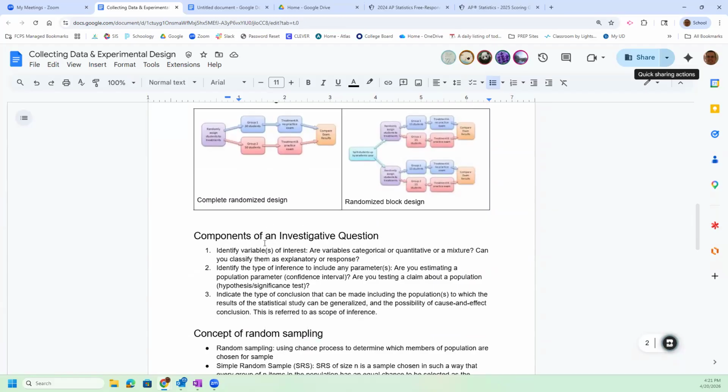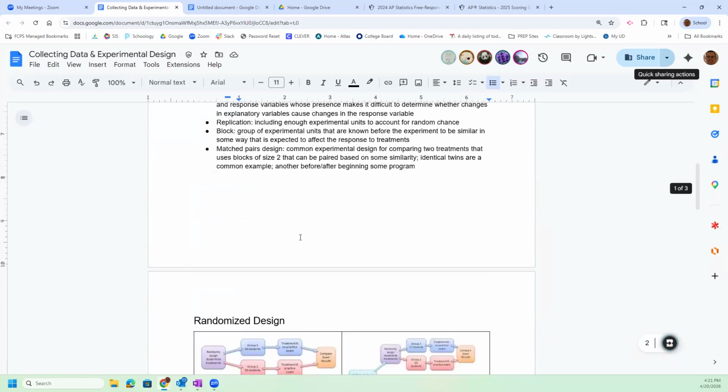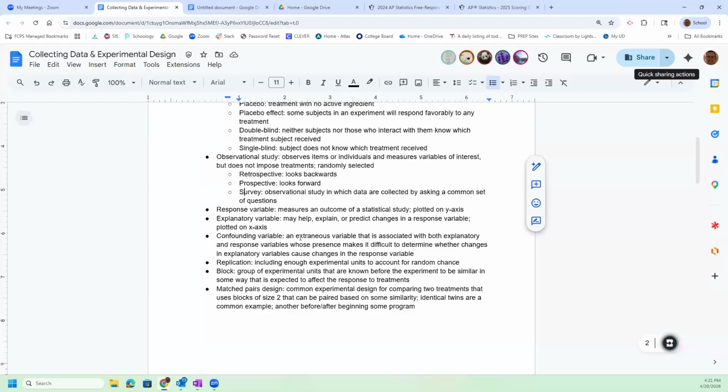Can you go over confounding variable? I don't totally understand. Okay, yeah. It's an appropriate name for a variable.